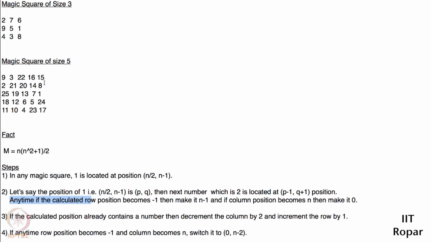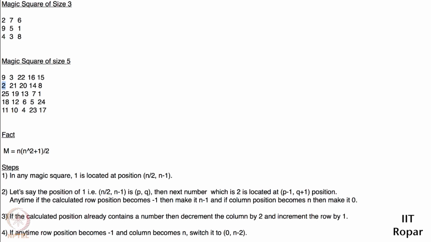Here the column position is becoming n, which is 5, so you have to make it 0. So my location is p minus 1, which was 1, and q plus 1, which was 0. So the new location is 1 comma 0, and I will put my 2 here. Like this I will calculate for the other numbers also. Now after this I will calculate for 3, again using the same thing.